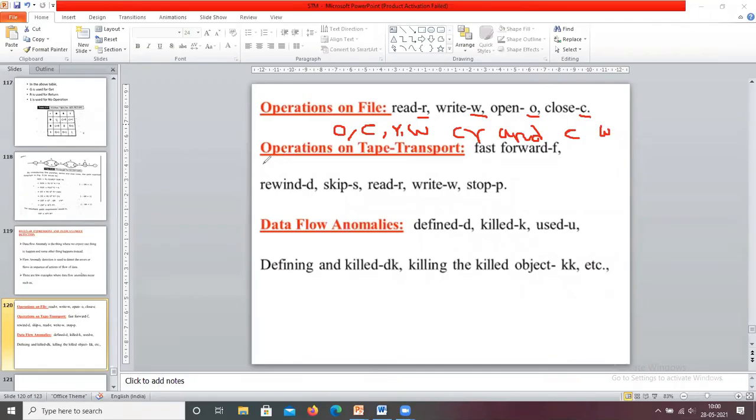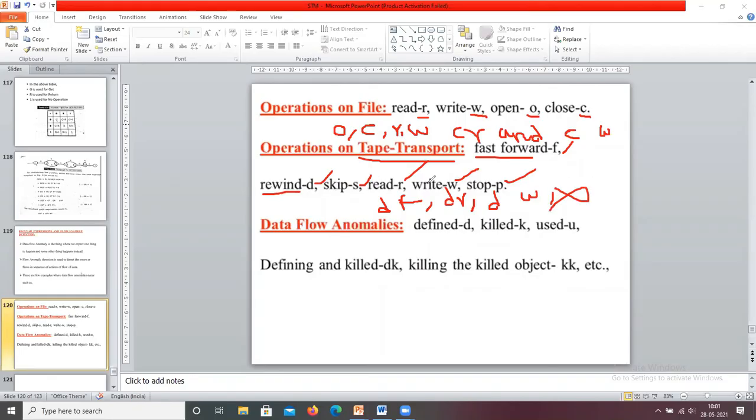The next one is operations on tape transport. Here fast forward is indicated with F, rewind with D, skip with S, read with R, write with W, stop with P. For example, D, F: rewind, fast forward; or D, R: rewind, read; D, W. That means at the time of rewind, you try to write the data. All these are anomalies.